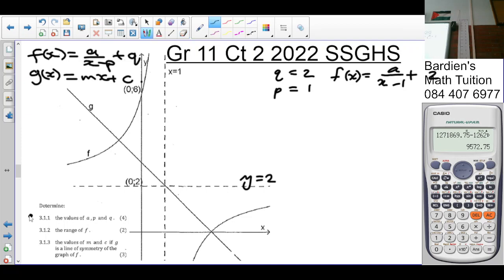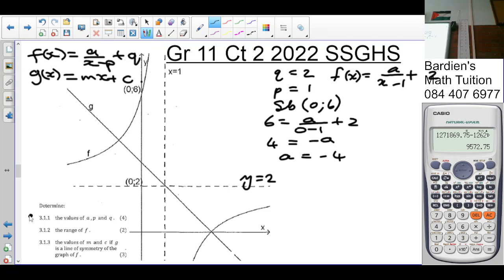So what I do, in pursuit of calculating the value of a, is substitute the point lying on this graph, which is 0 and 6. So that's the x and the y. So 6 is equal to a over 0 minus 1 plus 2. If I get over the equal sign, I get 4 is equal to minus a, so a is equal to minus 4. So what is your f of x graph? F of x is going to be minus 4 over x minus 1 plus 2. Okay?